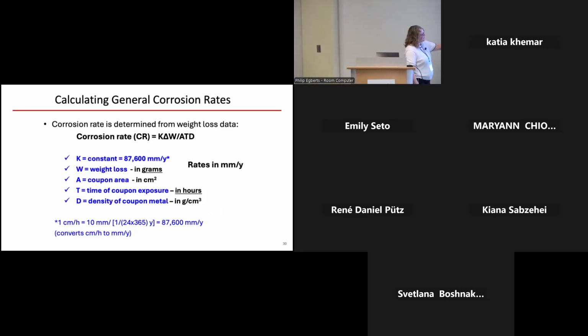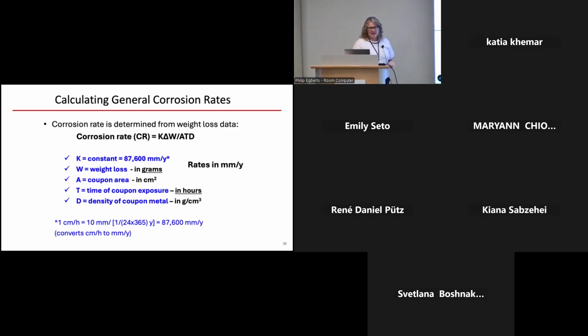This is kind of a formula that just comes from an industry standard. And so we do have this formula in the lab package, and you are going to weigh some stuff.